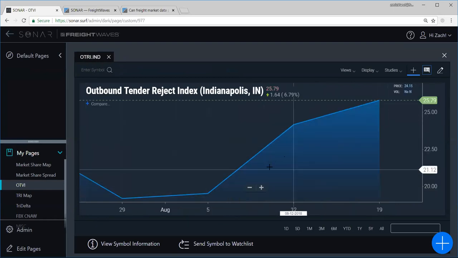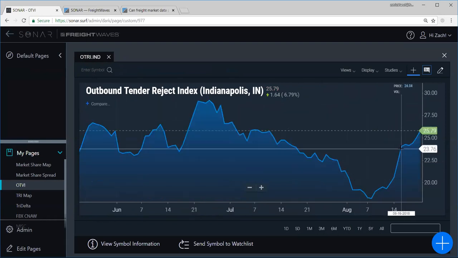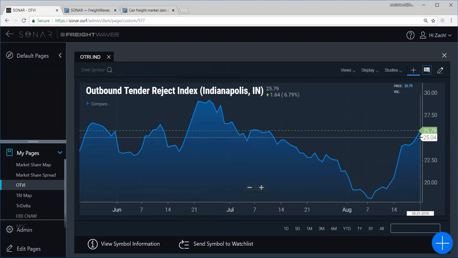So over the last, let's just make this chart a little bit better. Over the last week to almost 2 weeks, we've had significant tender rejection values going up, meaning that the carriers are less likely to accept loads coming out of Indianapolis. It's only a matter of time before the spot market there kind of shows up.